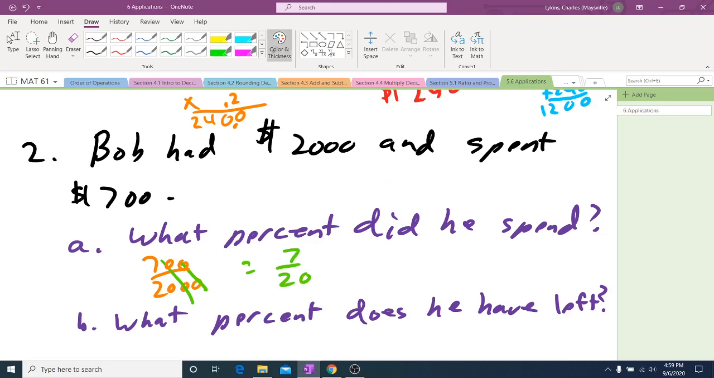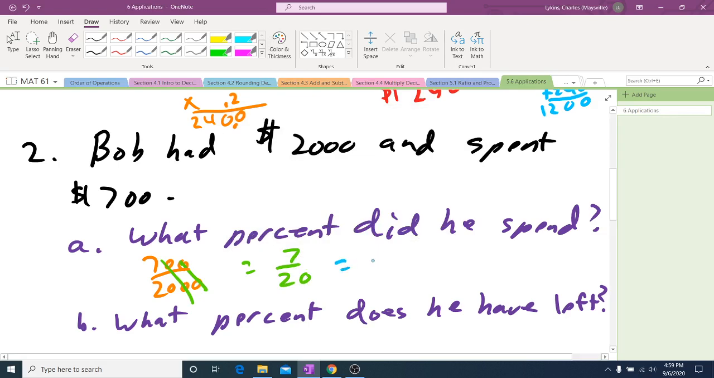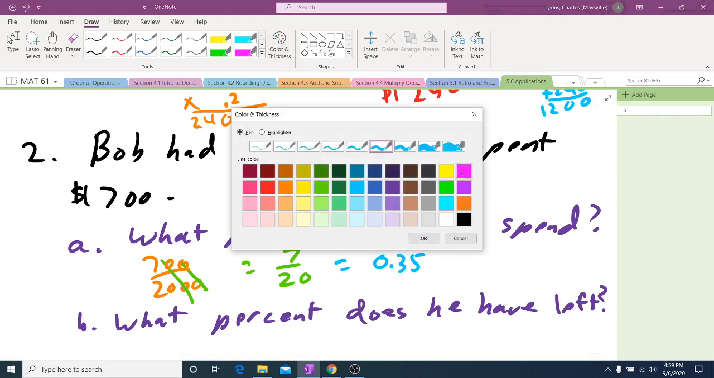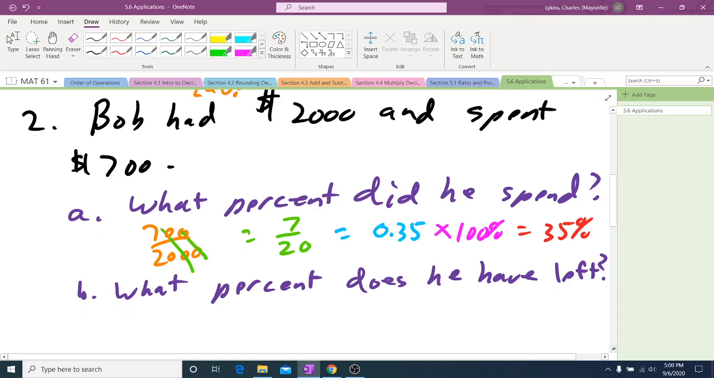Now, if you have your calculators, 20 goes into 7 gives 0.35. What percent? Remember, we always, I repeat, always, when you're looking for percent, multiply by 100%. Your answer is 35%. So just by some mental math, I know 35% from 100% would give me 65%. That's how much he has left, but let's see if that works out.